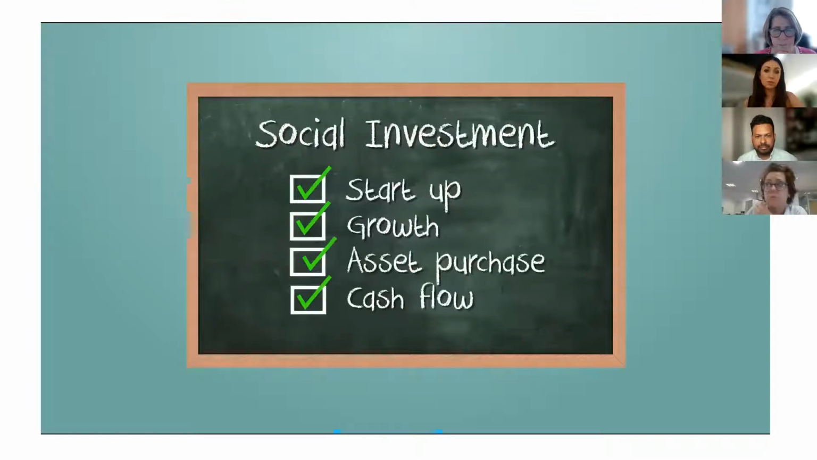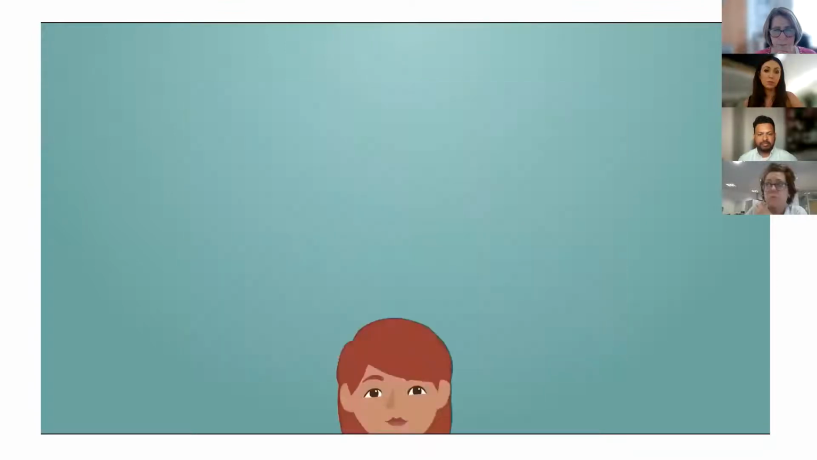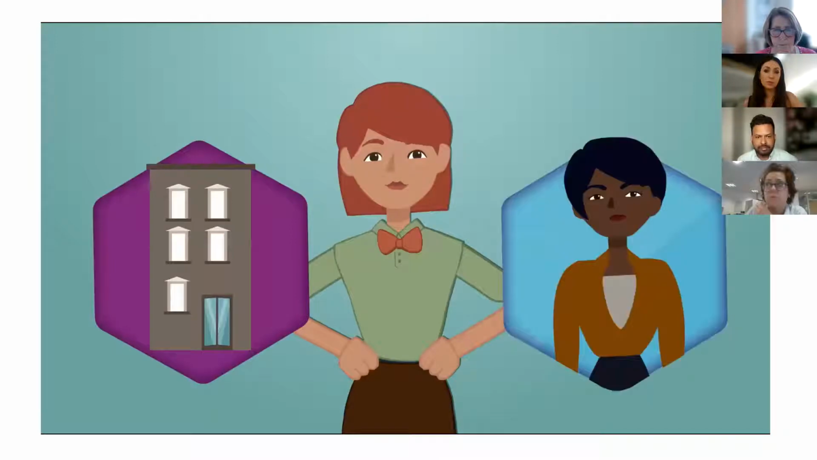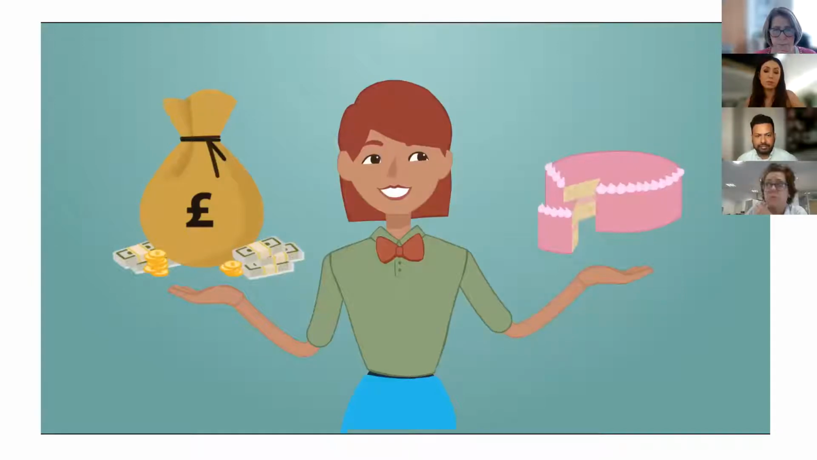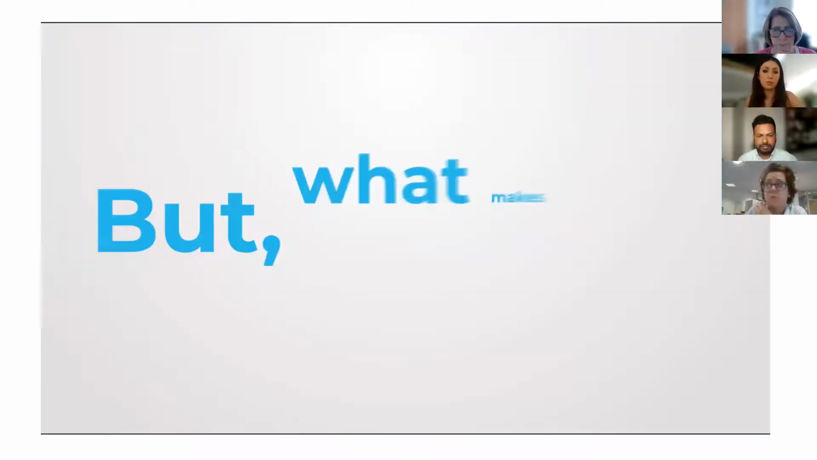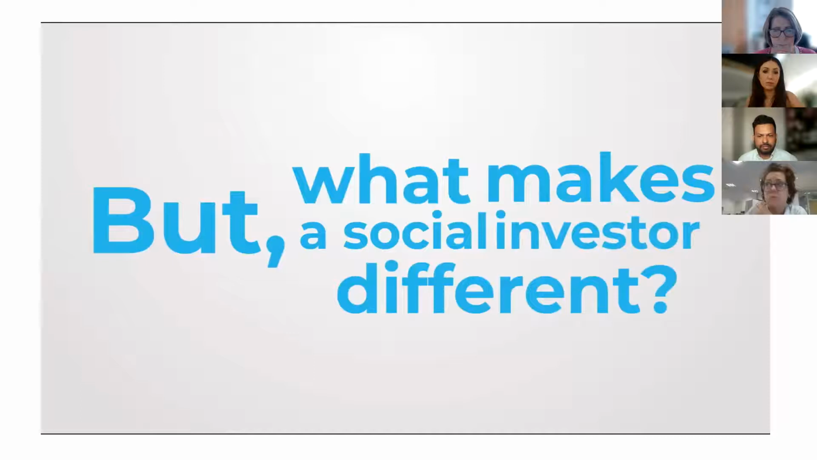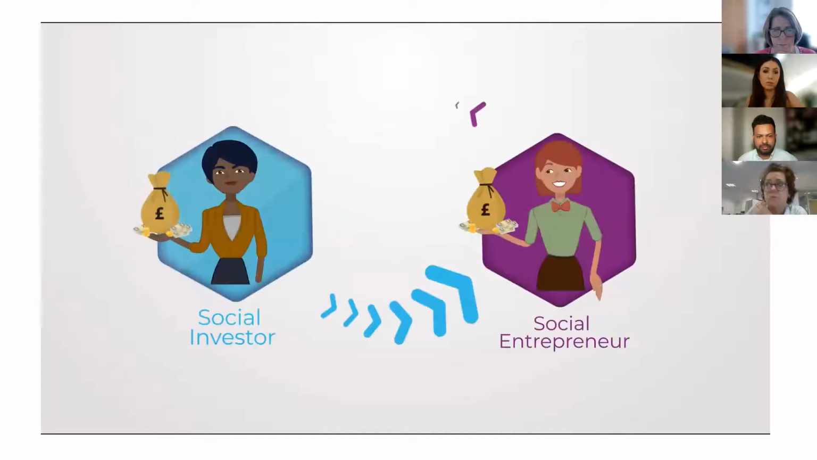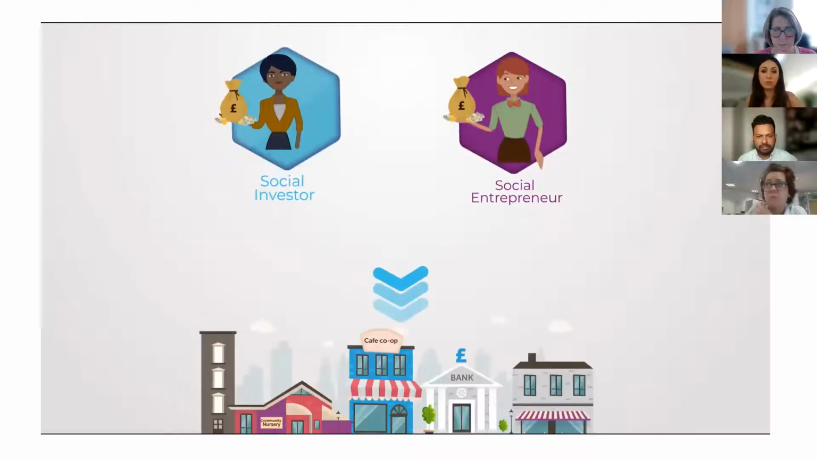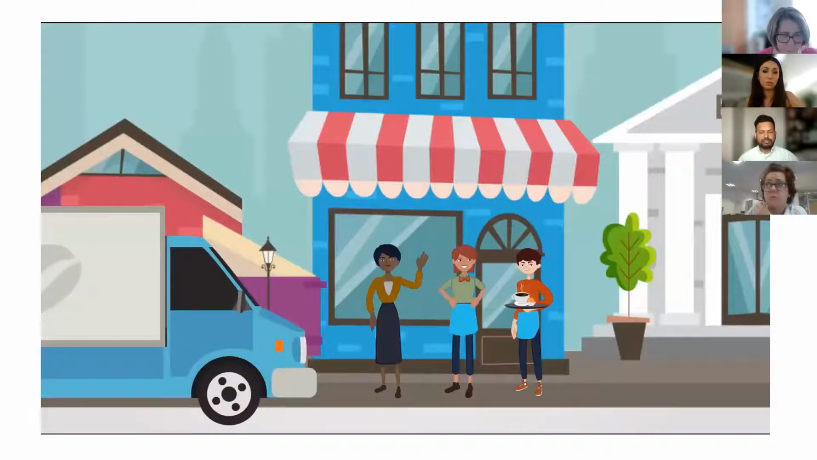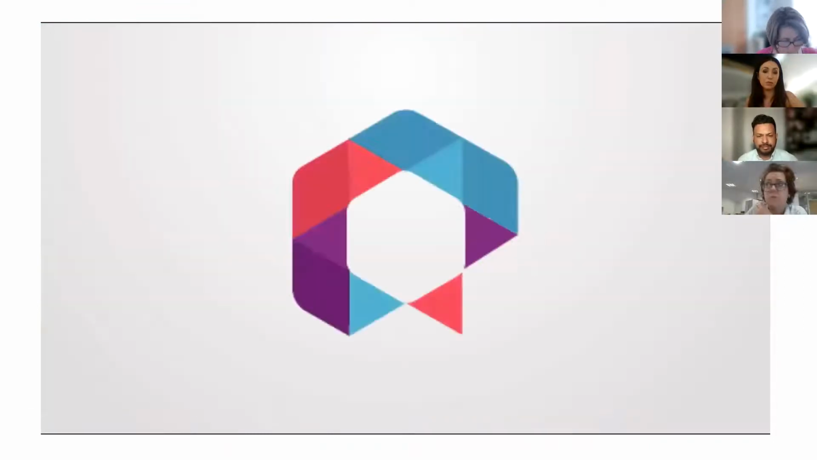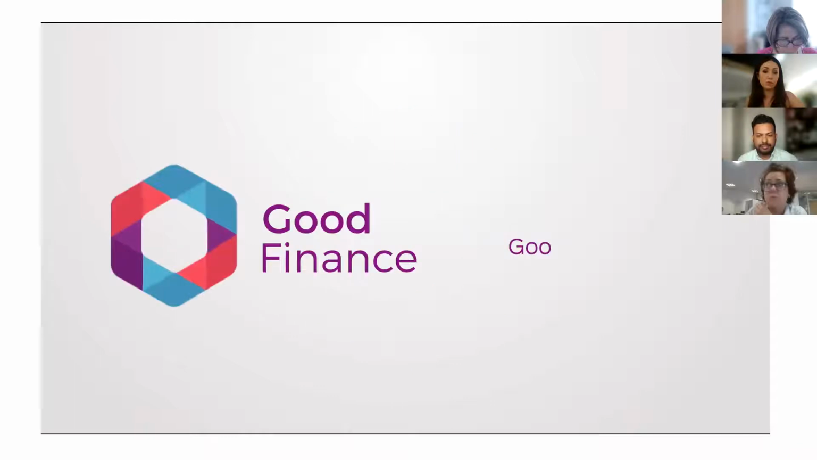One option is to get that money from a social investor. That social investor could be an organisation or an individual, and you can borrow their money or offer them shares in your organisation. But what makes a social investor different? Well, they don't just want to see a return on their investment. They want to see their money being used for good, helping you to keep delivering your social mission. Sound good? To see if it's right for you, check out goodfinance.org.uk.